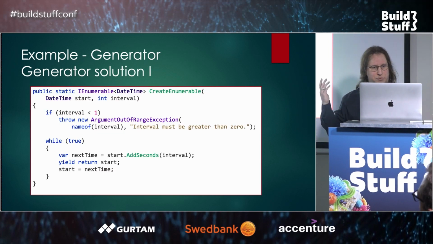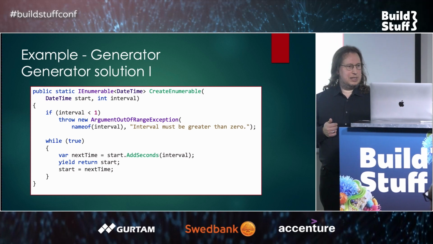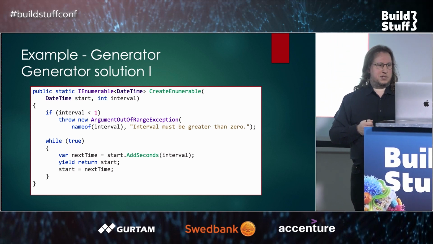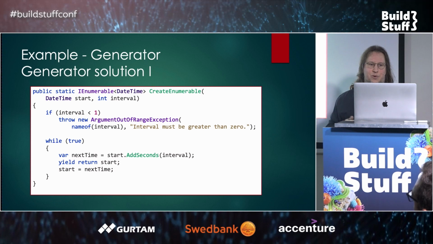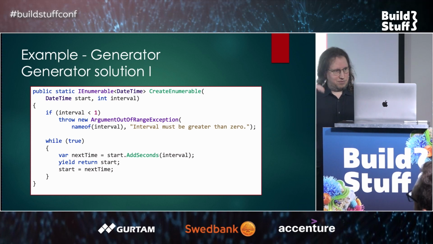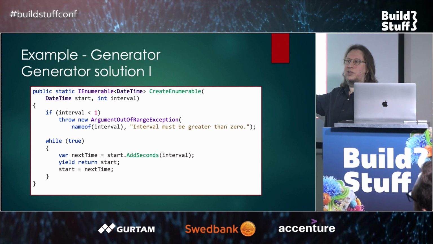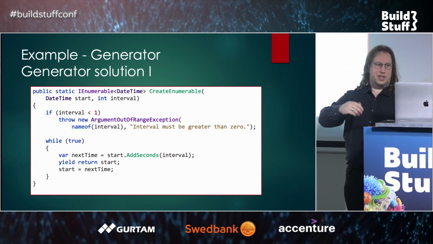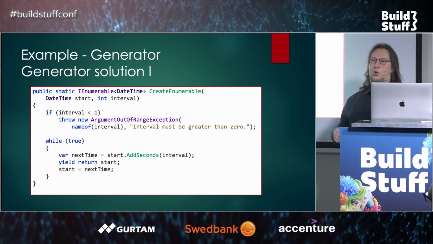And the one way you can do this is very simple. You have a method here, create enumerable, that gives you an enumerable of date times. There's one little check if your interval makes sense. It has to be at least 1. Okay, fine. And then it's just a while true. Again, we're pretending this is infinite. And we just keep calculating the next value in the sequence after the current one. Return the current with a yield return, and then do this over and over again.